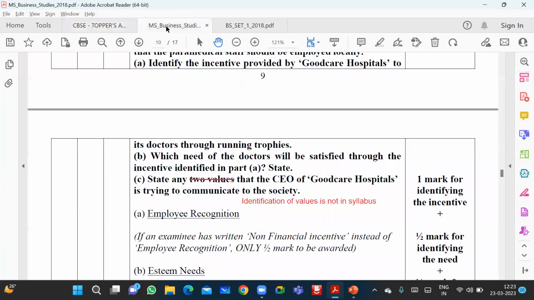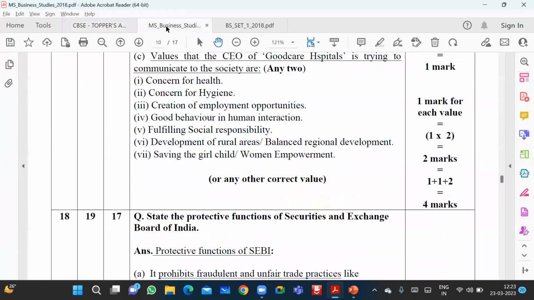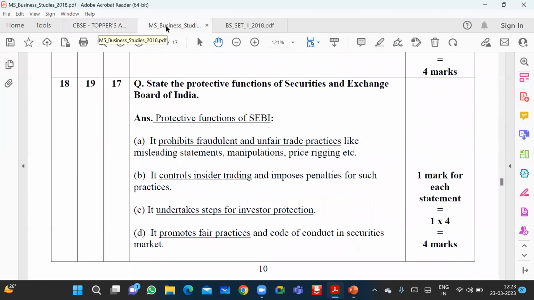Now let's move to the next question. Question number 18: state the protective functions of the Securities and Exchange Board of India. How many functions do you have to write? It is not mentioned, so you just have to see the marks of the question. The marks of the question is 4 marks. It means you have to write 4 protective functions of the Securities and Exchange Board of India.